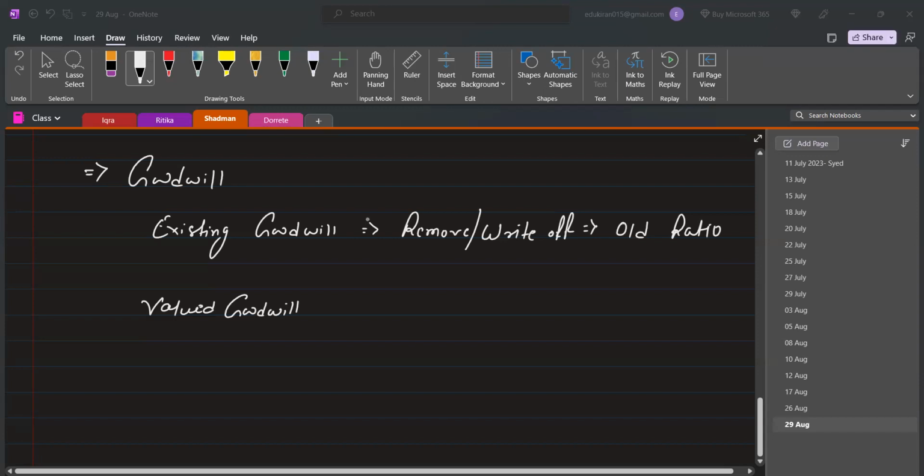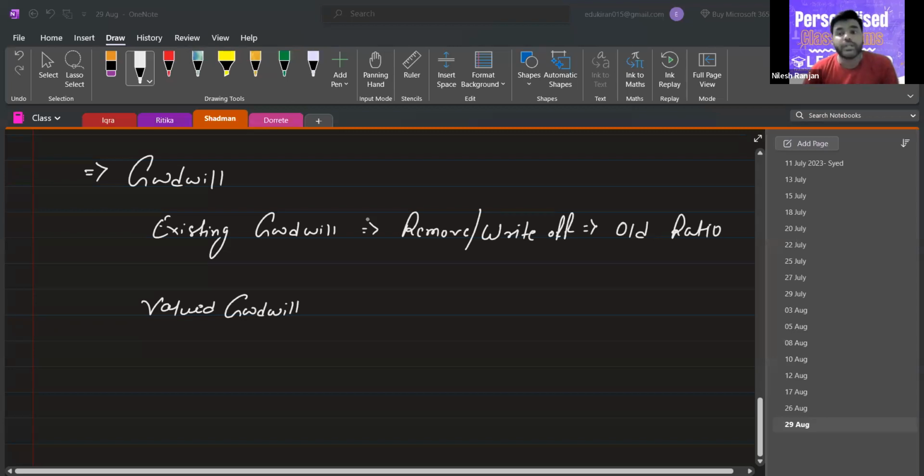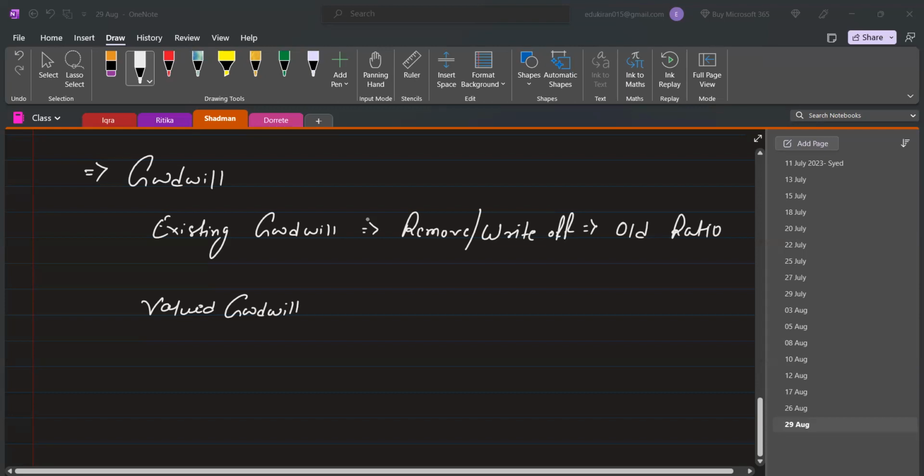So existing goodwill, we have to remove or write off in old ratio. Existing goodwill will not always be given in the question, so you have to see if it is given in the balance sheet or written like that: there is some existing goodwill or goodwill appearing in the books. If such a line is given, then we will remove or write it off in old ratio. Is that clear? Yes, sir.